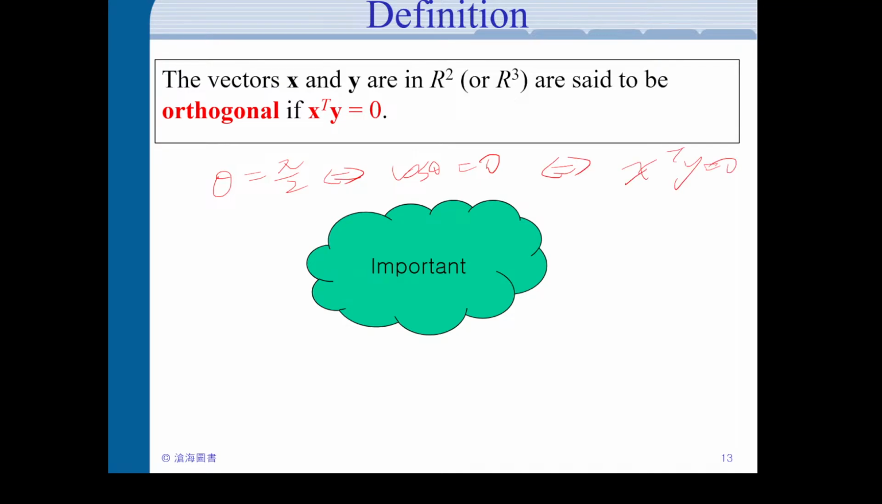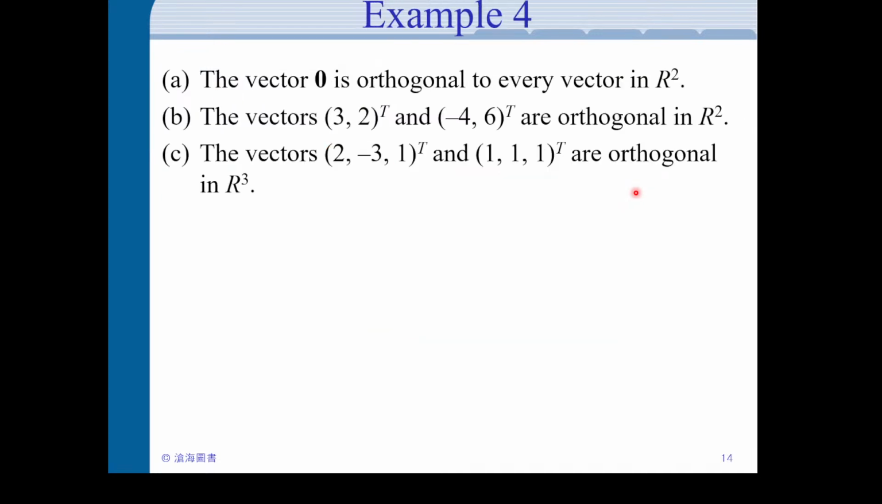Okay, so that's orthogonal. And once again, we want to define everything in terms of inner product. So we define orthogonal as inner product equal to 0. That's the definition of orthogonal in terms of inner product. And we have a whole bunch of examples of orthogonal vectors. First is that special case, the vector 0.